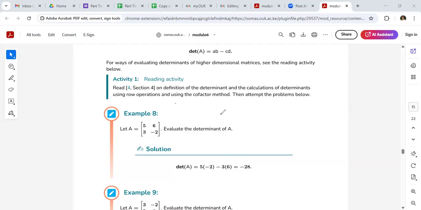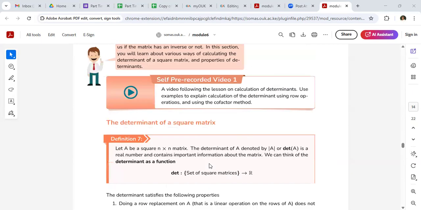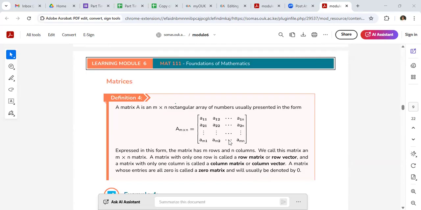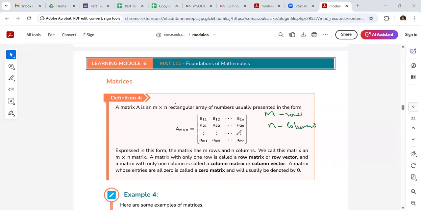No, you see, let me start here. Before I move on, this is our matrix. The matrix is an array of numbers. In this case, the matrix has m rows and n columns. Among the m rows, you can pick out one row. We call it the ith row.